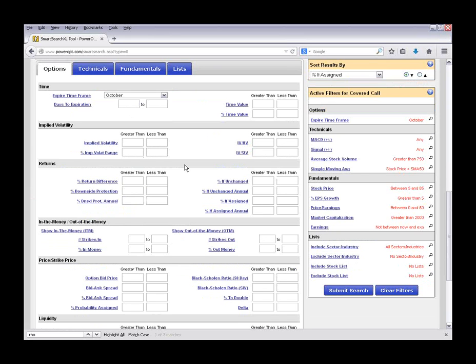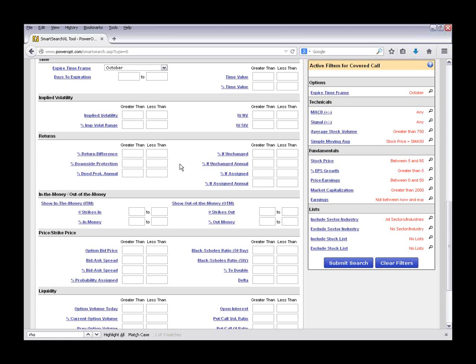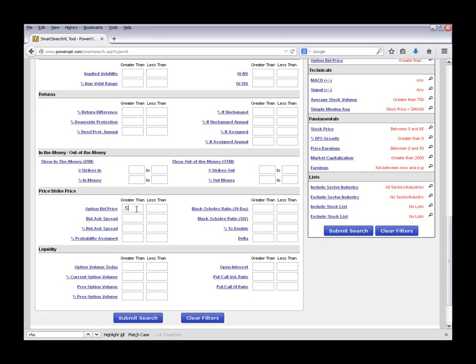But what am I focusing on with a covered call? I'm buying stock and I'm selling a call against it. I know based on my account size what stocks I'm limited to trading as far as price goes, but in addition to that, I know my commission costs, so I do have a minimum option premium I have in mind. Let's say on average I trade 300 shares or 400 shares of a covered call or cash secured put, so I know that I might want a minimum option bid price of at least 50 cents.